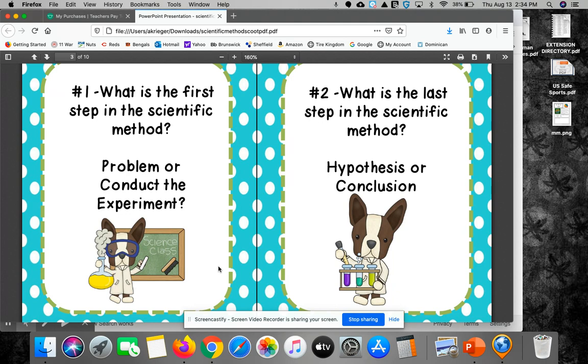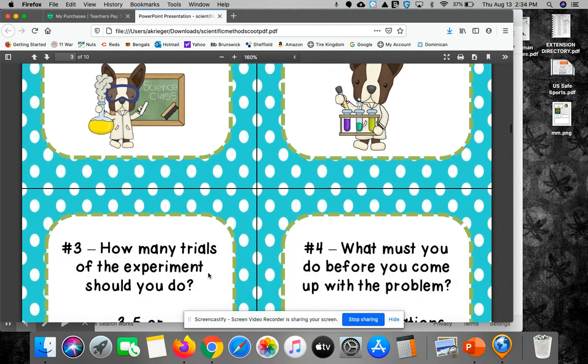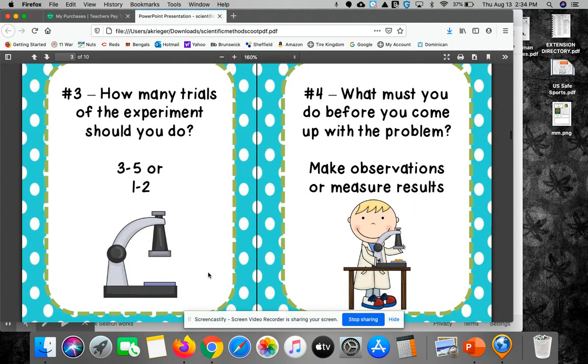Number 2, so if you got it wrong, have a number 1 on your finger. Number 2, what is the last step of our scientific method? To make a hypothesis or form a conclusion? Think about it. And it is form a conclusion. So if you got it right, don't put a finger up. If you got it wrong, add a finger.